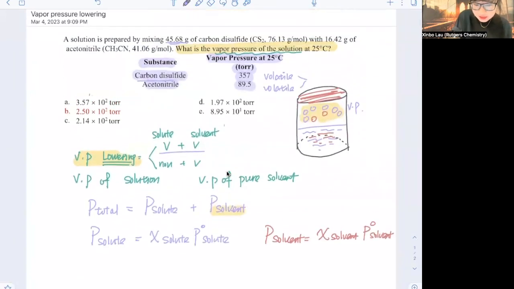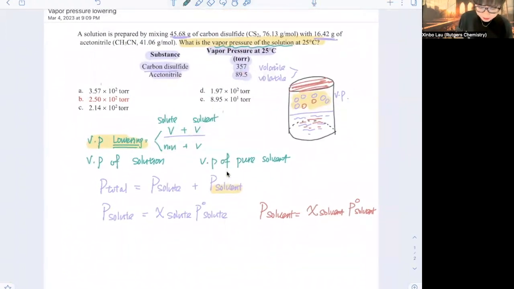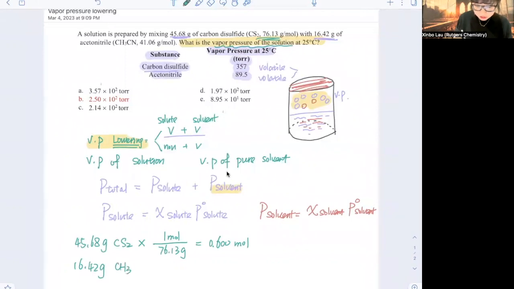The question is giving us the grams of each. So you go, that's not bad. Let's do that. I'm just going to use a different color because we don't know which is which yet. You have 45.68 grams of CS2. Molar mass is given, that's very nice, so we can use it to calculate moles. That's 76.13 grams per mole, giving us 0.600 moles. Then we have 16.42 grams of CH3CN. Molar mass is 41.06 grams per mole, and this turns out to be 0.4.